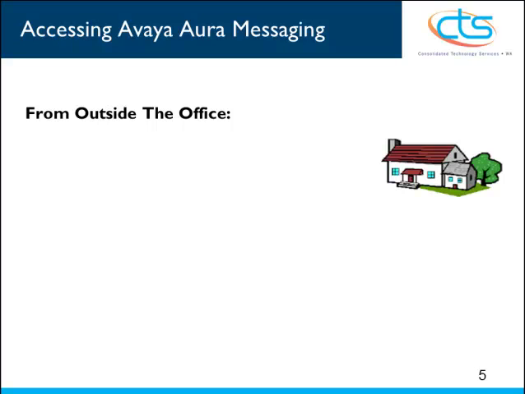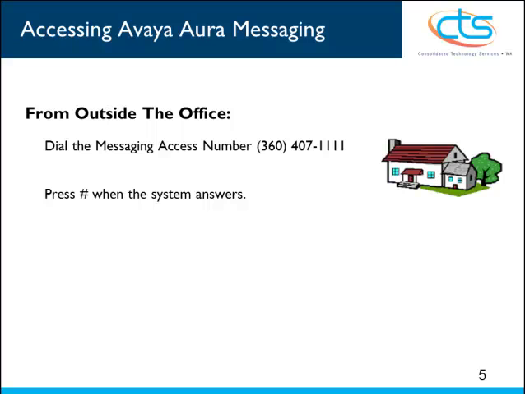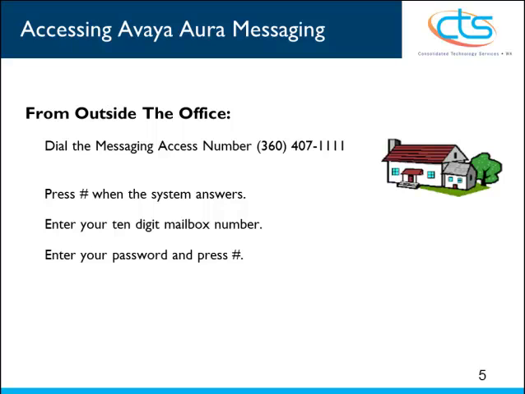If you wish to access your voicemail box from outside the office, dial the messaging access number 360-407-1111. When the system answers, press pound. Enter your 10-digit mailbox number, enter your password, and press pound. Once again, for first-time login, enter the default password provided by your system administrator.